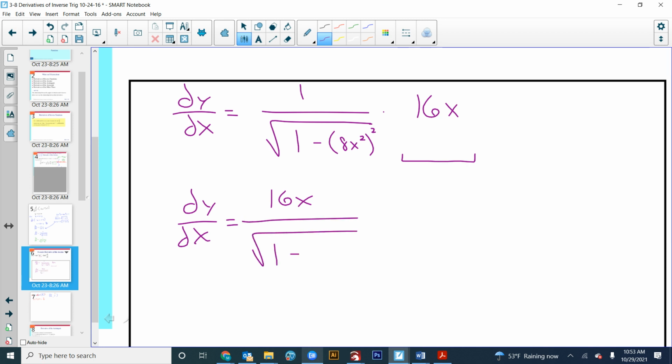What is 8x squared squared? 64x to the... Good. Can I just square root each number and subtract? Some of you tried stuff like that on the quiz. Can I just say that's the square root of 1 minus the square root of 64x to the 4th, and just say, okay, that's 1 minus 8x squared? Legal? Illegal? Illegal.